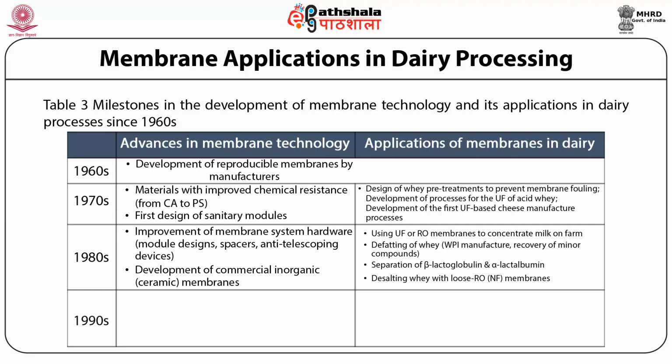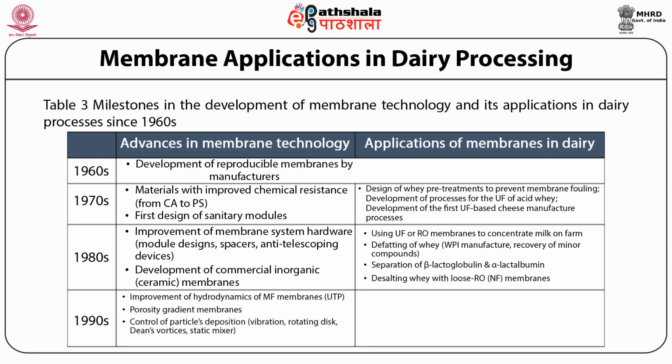Coming to the 1990s, there was improvement of hydrodynamics of the MF membranes, then porosity gradient membranes. Next is the control of particle deposition, vibration, rotating discs, rings, vortex and static mixers, and functionalized membranes like ion exchange. These were the developments of the 1990s, and they were frequently used for removing spores from cheese milk and whey. This is done with the help of microfiltration, also known as the cold slicer process.